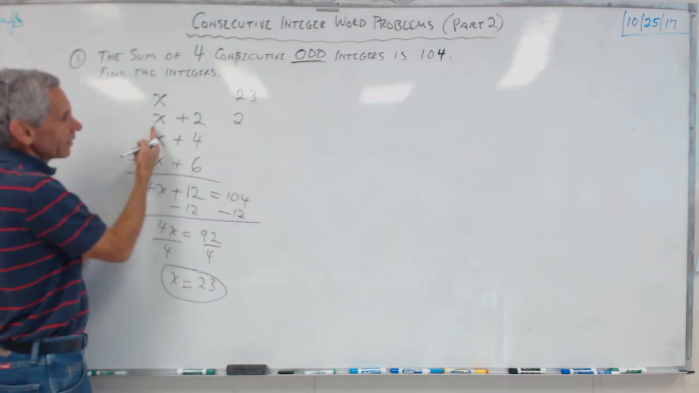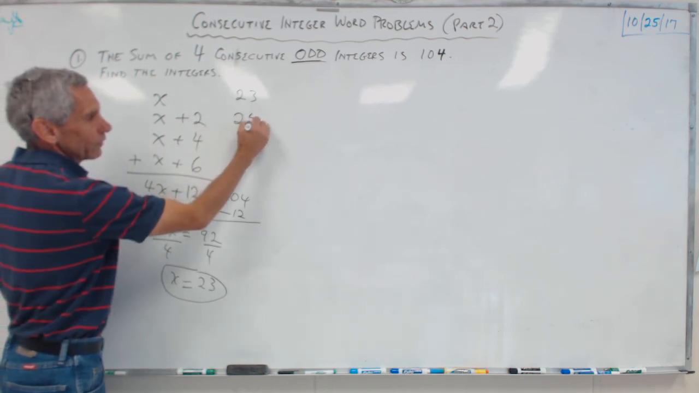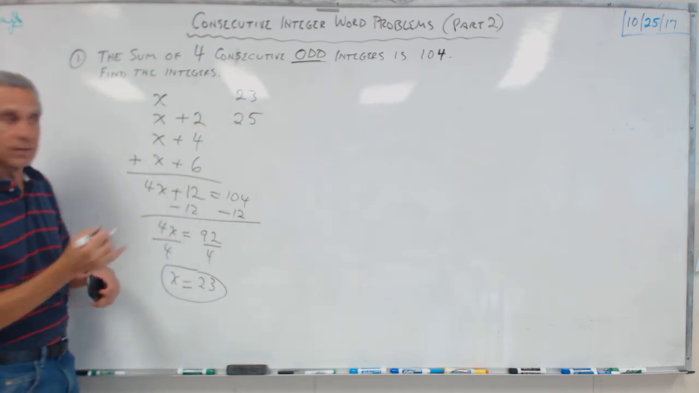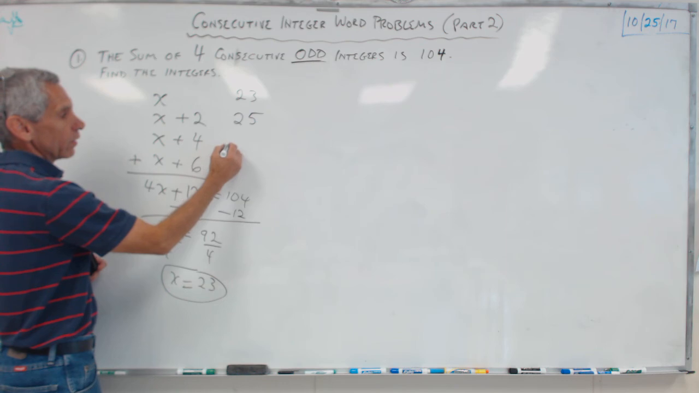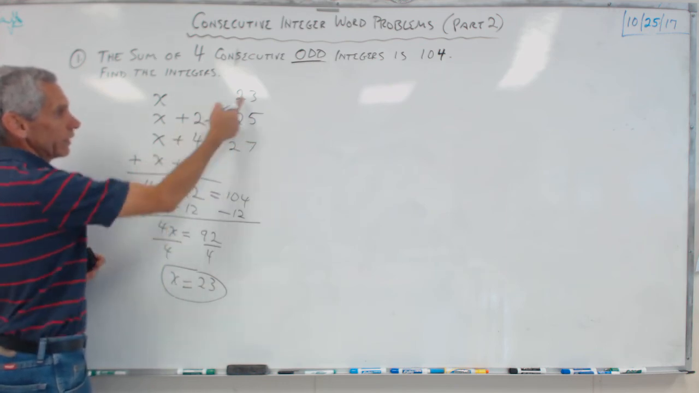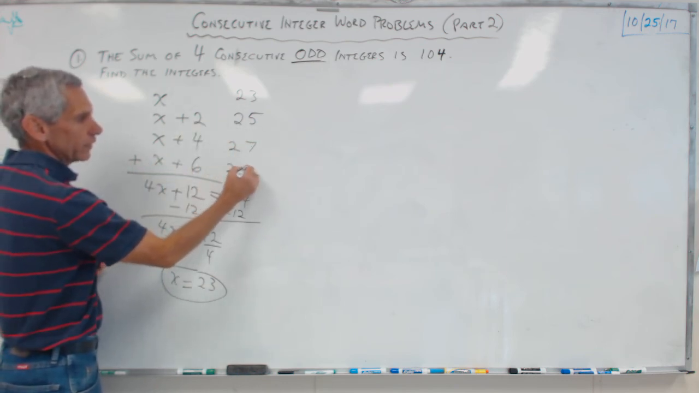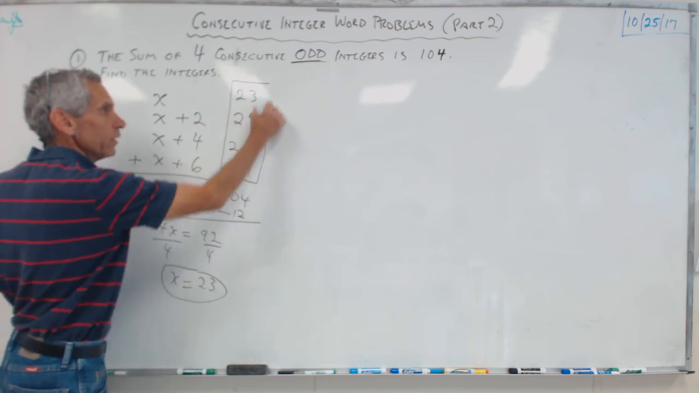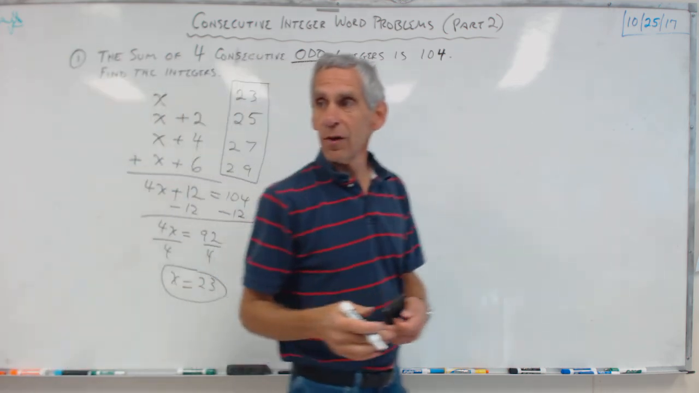So the next one is 23 plus 2, which is 25, right? And then 23 plus 4, which is 27. And then 23 plus 6, which is 29. And I put it in a box, and I'm all done, right?